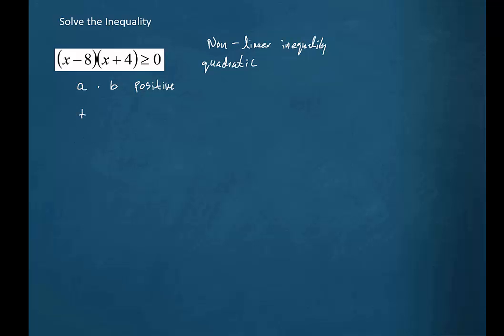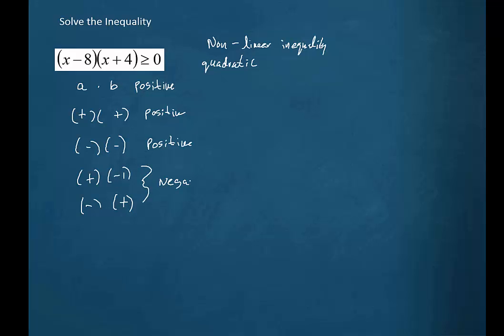If A is positive and B is positive, then we would have a positive result when we multiply them together. If they're both negative, if A is negative and B is negative, then the result would be positive. When we multiply two negatives together, we get a positive result. But if they are opposites, if A is positive and B is negative, or if A is negative and B is positive, either way, we would wind up with a negative product. So we're multiplying two things together, and what we want is a positive result. That is what is desired here, because this says greater than or equal to 0, meaning positive.